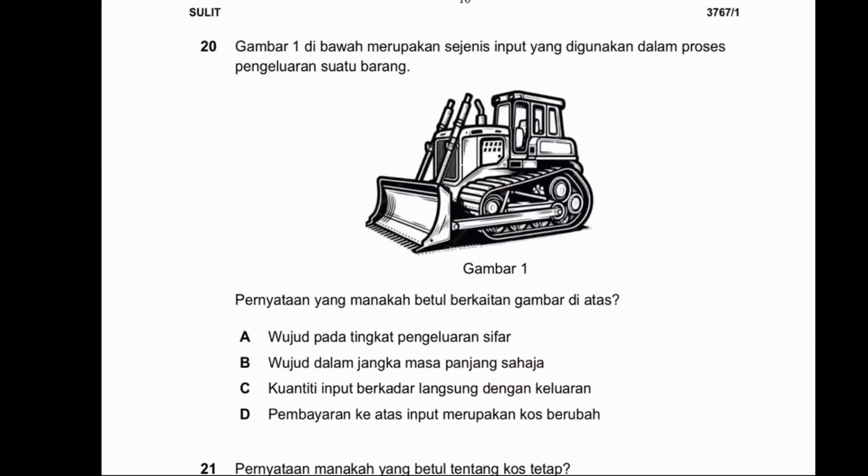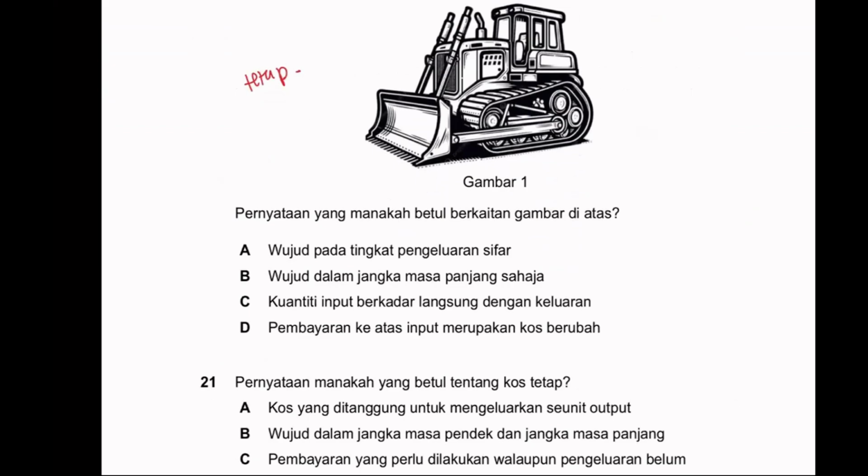Anyway, next. Input. What is this? Input, you have two types: input tetap and input berubah. So this one is very obvious. This is tetap. So what is related to tetap? Wujud pada pengeluaran sifar? Yes, sifar means zero, kosong. They will exist even though you produce nothing. Dalam jangka masa panjang sahaja? No, that one is berubah.